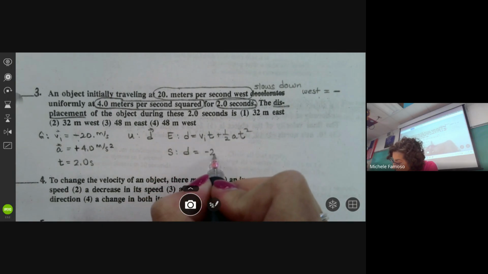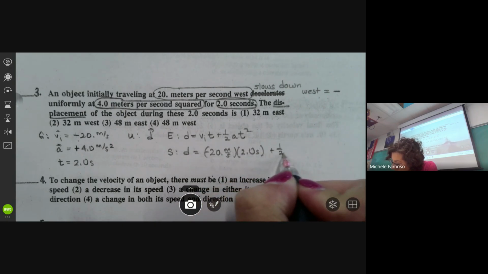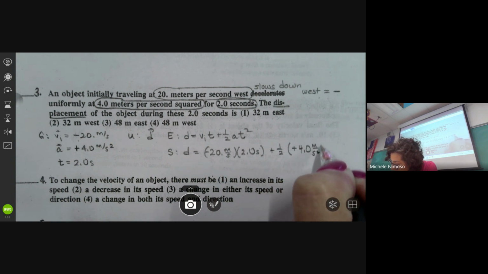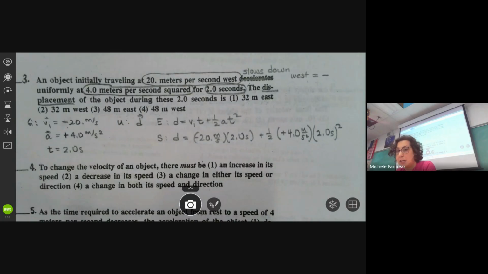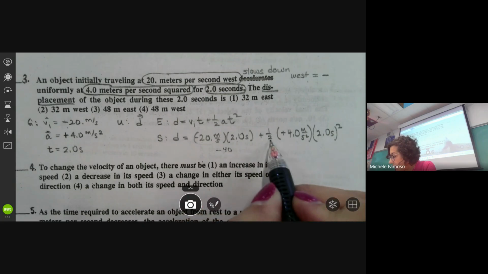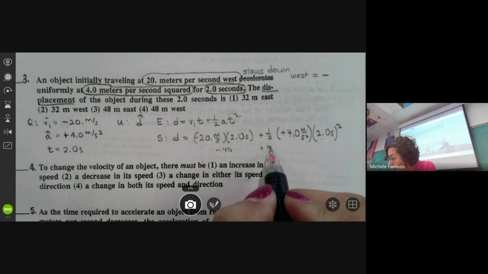So that's negative 20 meters per second times 2.0 seconds plus 1/2 of positive 4.0 meters per second squared times 2.0 seconds squared. So let's just do the math. I don't even need a calculator to do this. Negative 20 times 2 is negative 40. Half of 4 is 2. 2 squared is 4. So 2 times 4 is 8, and that's positive 8.